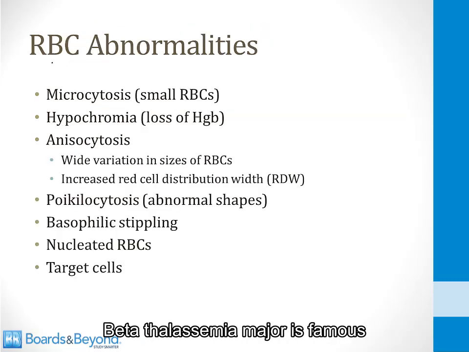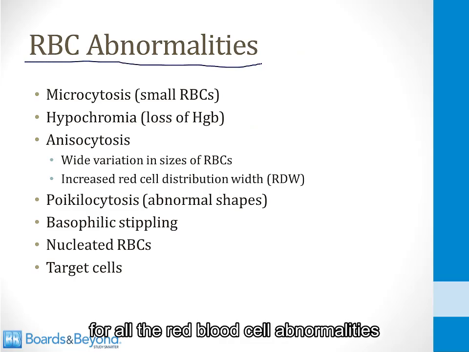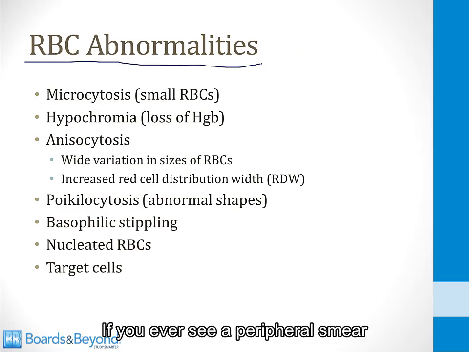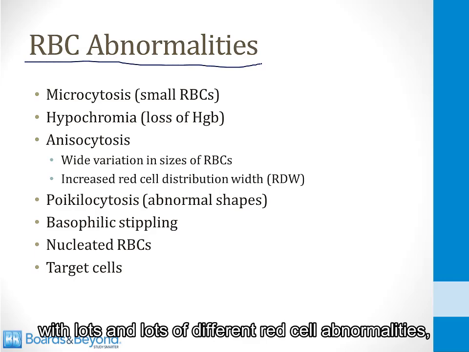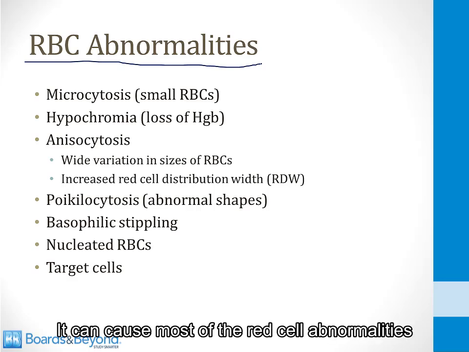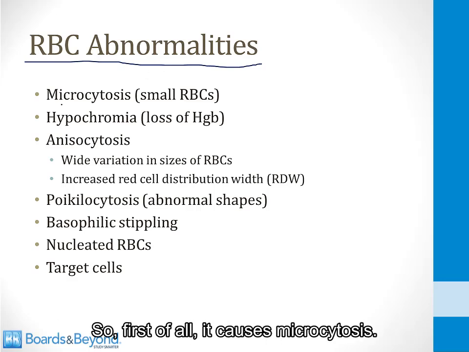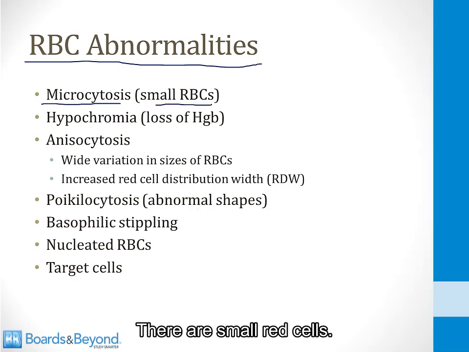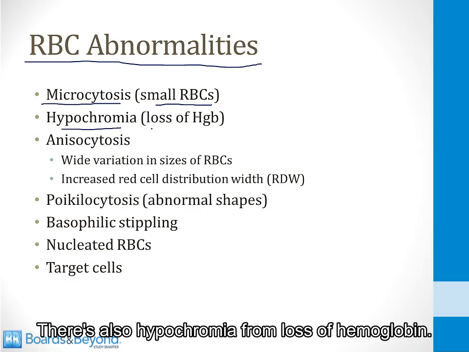Beta thalassemia major is famous for all the red blood cell abnormalities it causes on the peripheral blood smear. If you ever see a peripheral smear with lots and lots of different red cell abnormalities, you should think of this condition. It can cause most of the red cell abnormalities that you can think of. So first of all, it causes microcytosis. There are small red cells. There's also hypochromia from loss of hemoglobin.